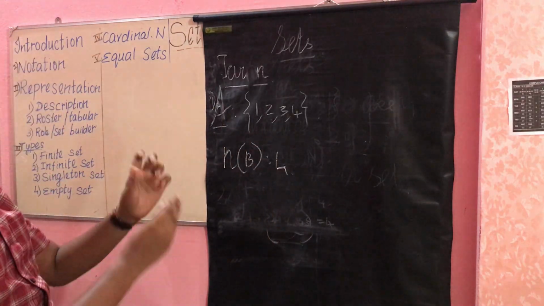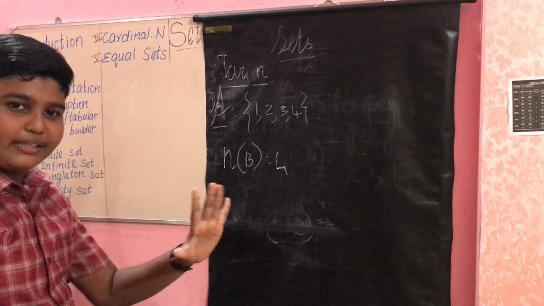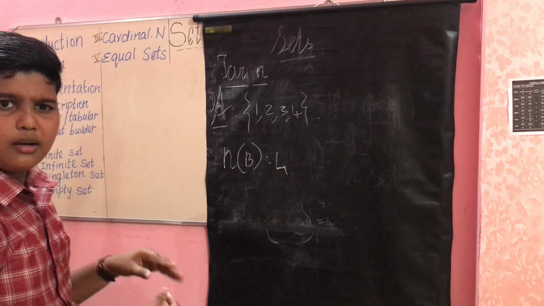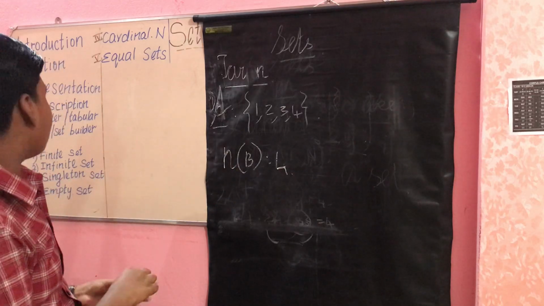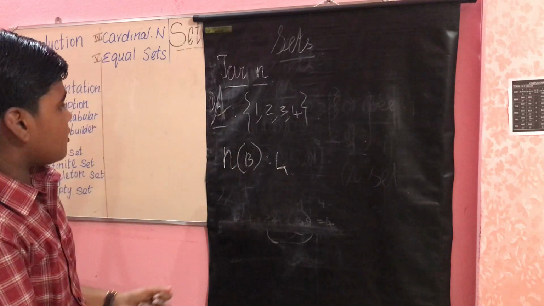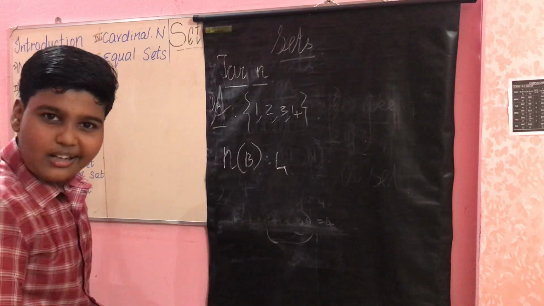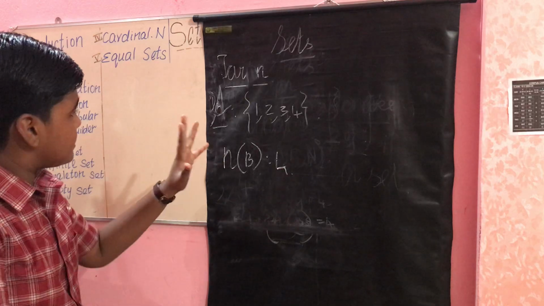You understood? But cardinal number is only for finite sets. For infinite sets we can't find the cardinal number because the set is already going on infinitely. It's not countable. So how can we write the cardinal number? So this is how we need to write the cardinal number. Understood, friends? And here one difference, can you see? I wrote something different.